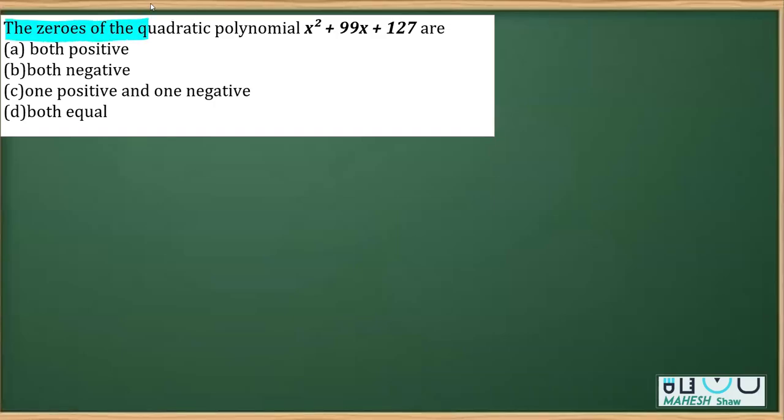The question is, the zeros of this quadratic polynomial are what? Both positive, both negative, one positive, one negative, or both equal.